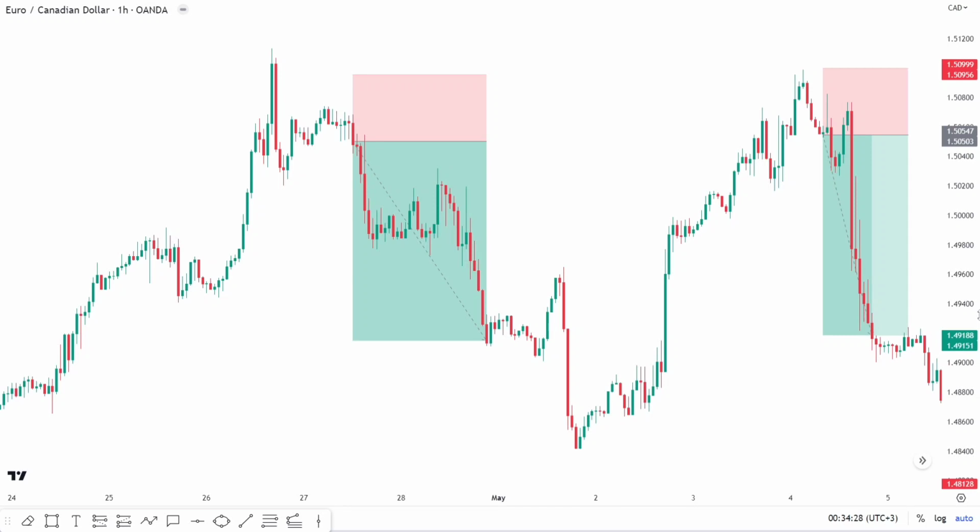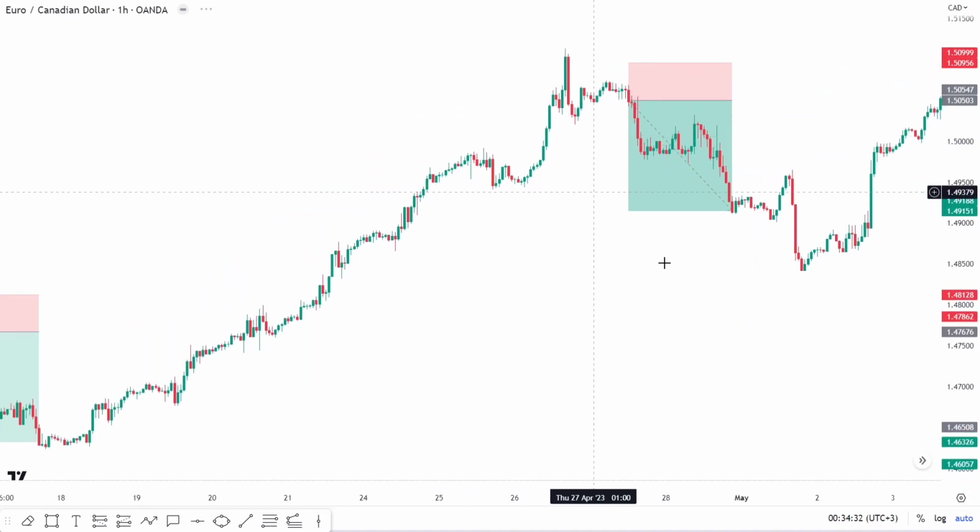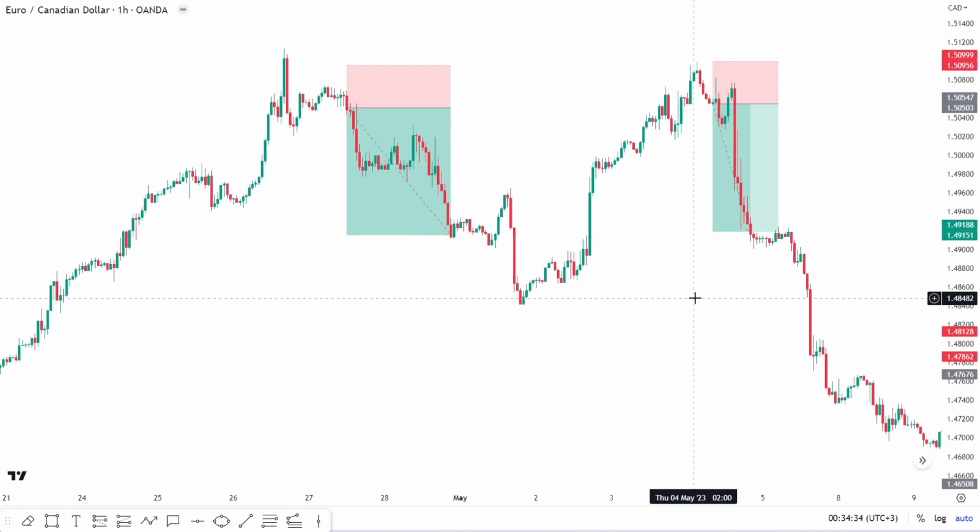So you realize there are pairs which will make some good moves. Whether it is buying or selling, we have some significant moves. Then there are pairs which are just likely to play for a very long time before they can make a move.